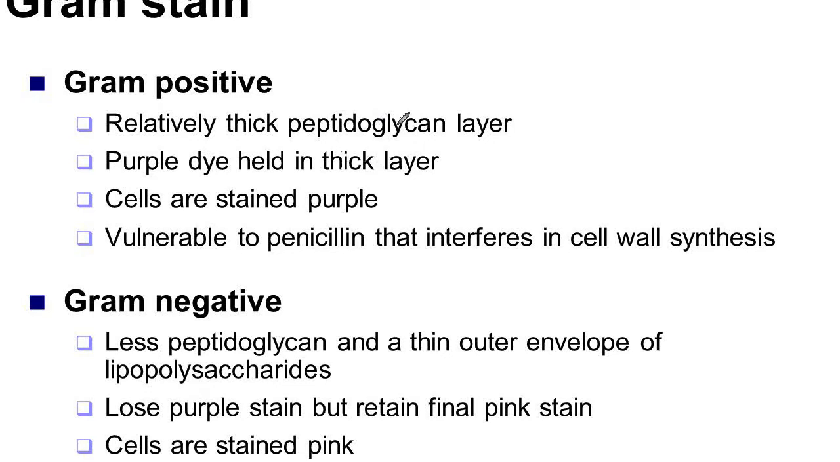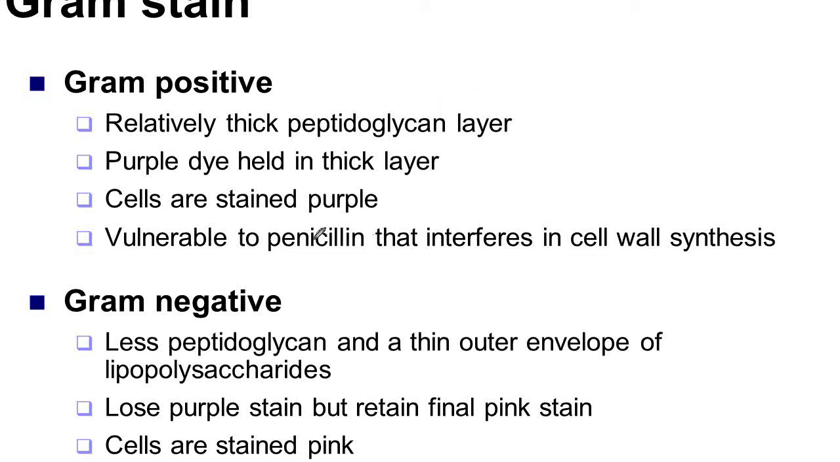And having that thick peptidoglycan layer absorbs the purple color, which is caused by a special indicator stain called crystal violet. So crystal violet, purple violet color. And crystal violet, when absorbed by the thick peptidoglycan layer, will remain purple. And so these cells are stained a dark purple. They are very vulnerable to penicillin. Penicillin is an antibiotic, as you know, that's very good at interfering with the production of the peptidoglycan.